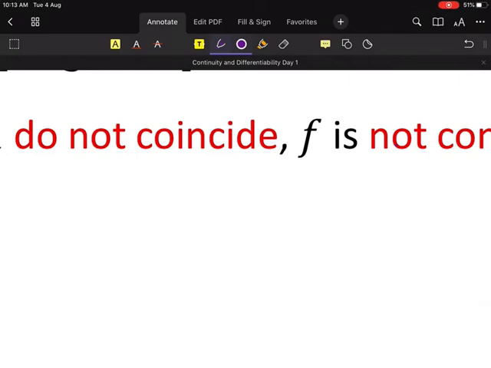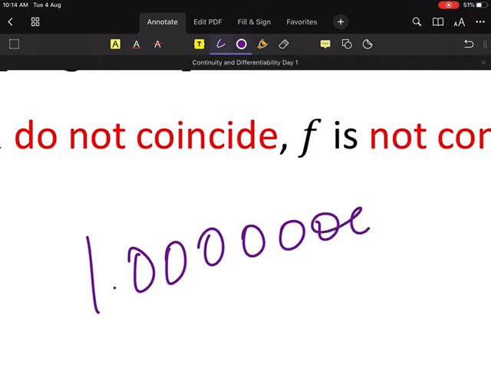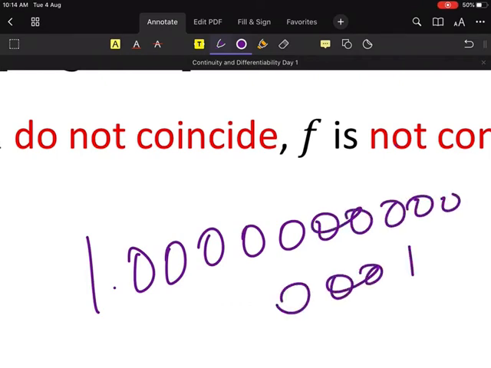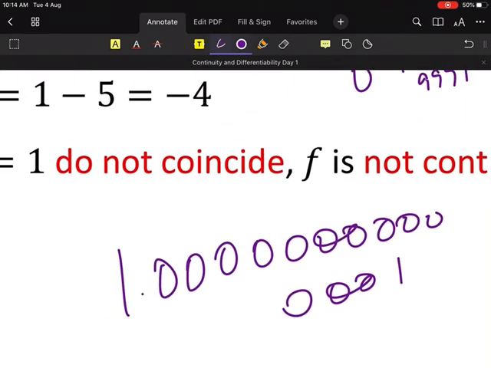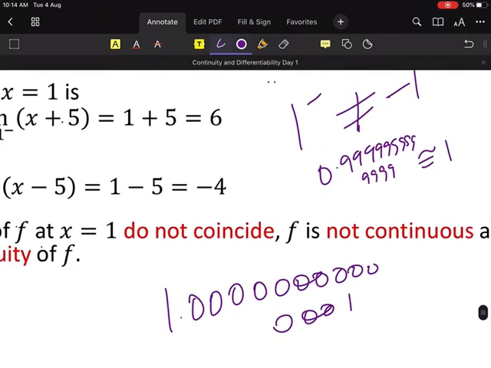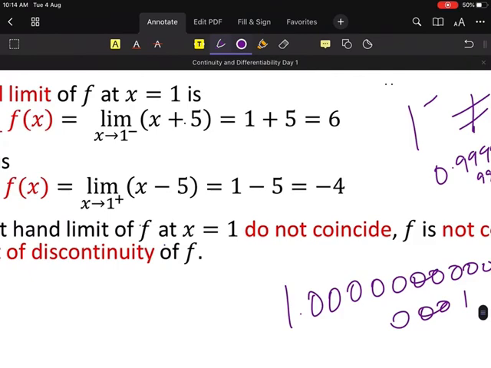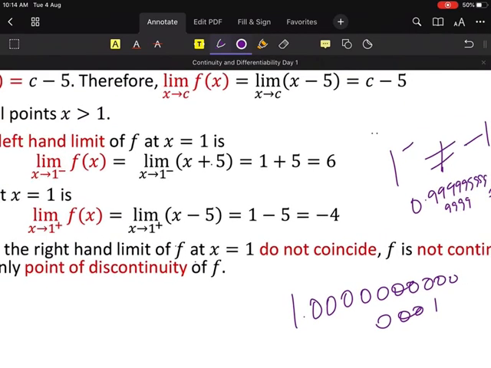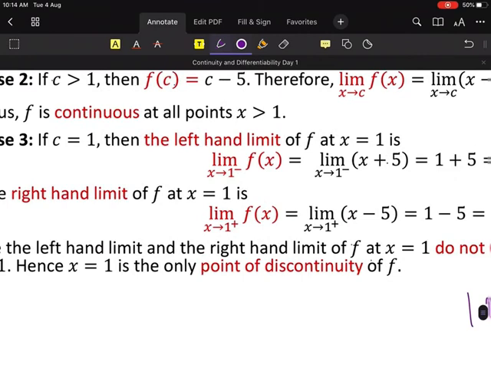Somebody will ask me what does 1 plus signify? 1 plus means a number which is very, very close to 1 but more than 1. I will give an example of 1 plus. It is 1.000000000000001. So it's a number which is closer to 1 but more than 1. So this is our 1 plus. Now 1 minus 5 is equal to minus 4.